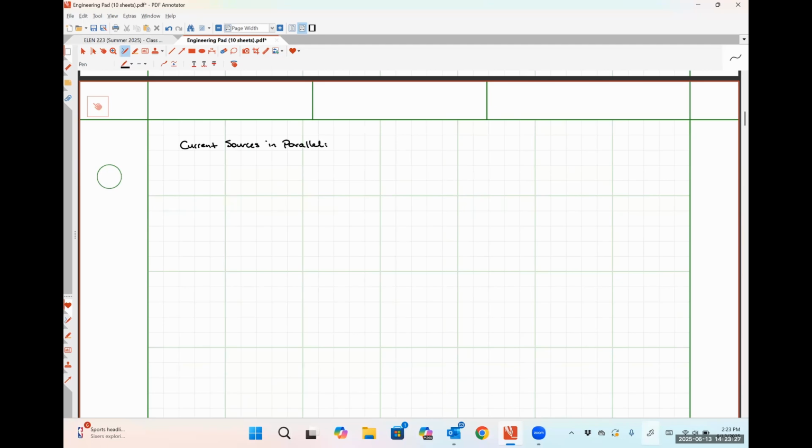So I'm going to draw another example here. Let's say that this is a 3 amp current source, direction up. Let's put a 1 amp current source, direction down. Here I'm going to have my arbitrary resistance, and I'll define my resistor current.